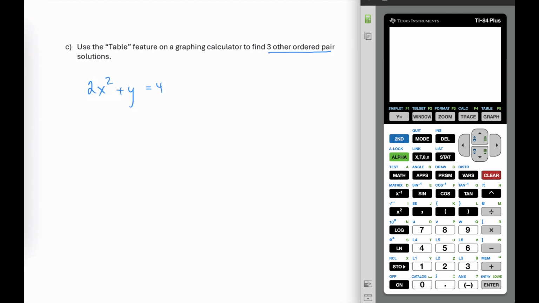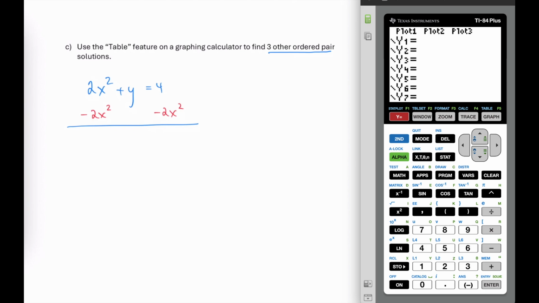In order to input an equation into our calculator, we must first solve that equation for y. We use this button here, we press y equals, and we're required to have the equation solved for y before we can put it in. So that's what we're going to do algebraically, is solve this equation for y so we can put it into our calculator. To do that, we're going to subtract 2x squared from both sides.